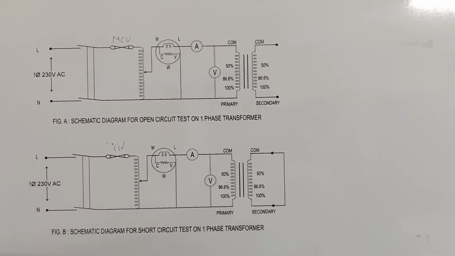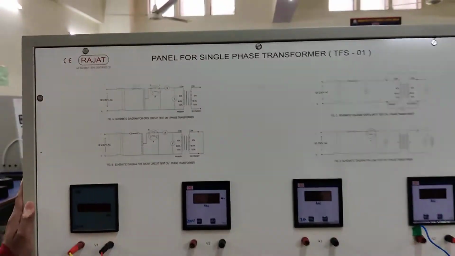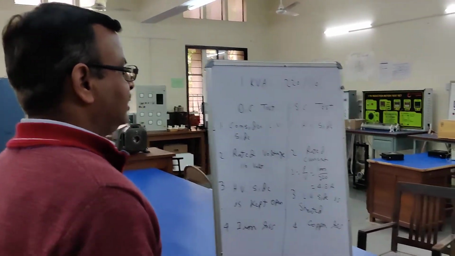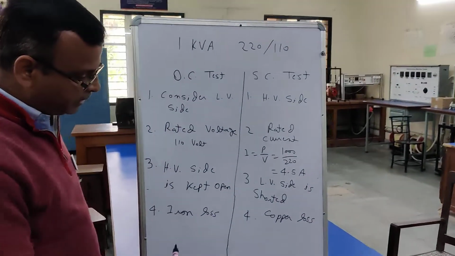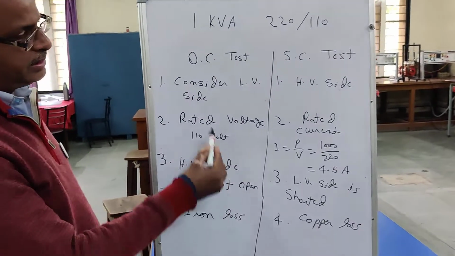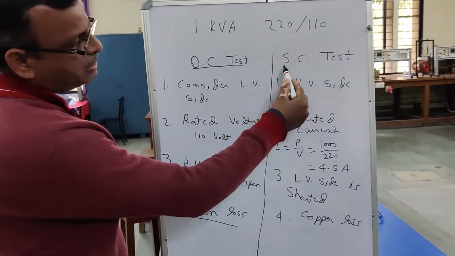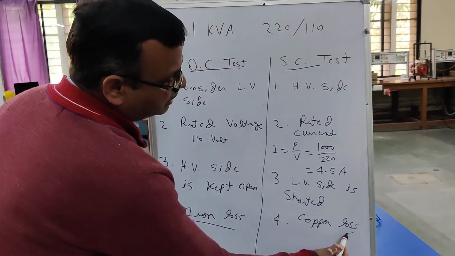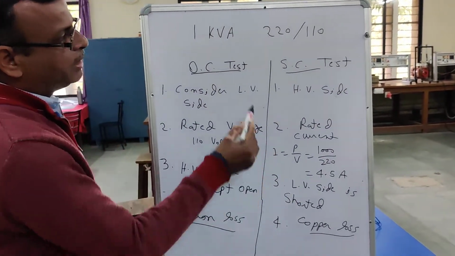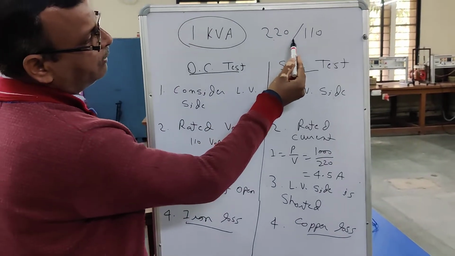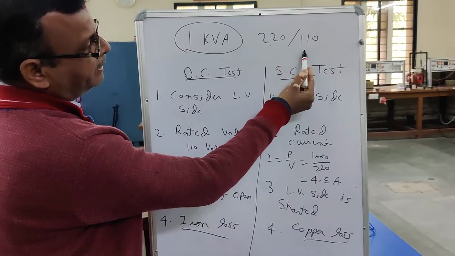Now the question is, what is the need for performing these two tests? Basically, these two tests are performed on the transformer for finding the value of losses. The open circuit test measures iron loss and the short circuit test measures copper loss. For the rating of the transformer, we are using a 1 kV transformer, and 220/110 is the primary voltage and secondary voltage.